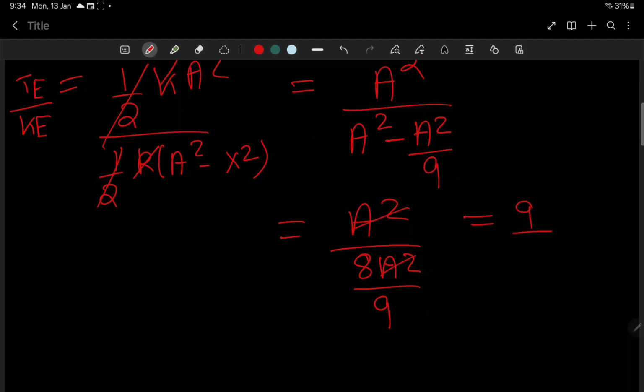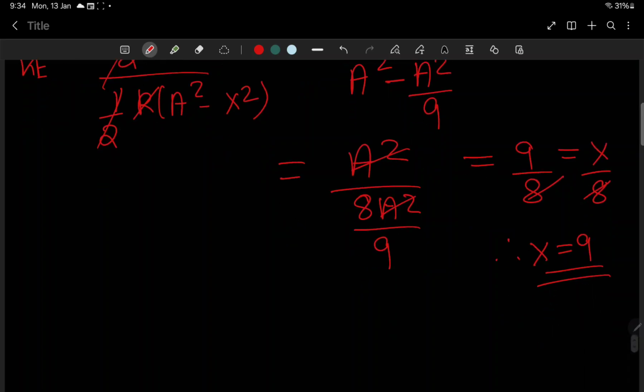We are having 9 by 8. So the ratio is 9 by 8. Okay, it was a simple question. This question is not going to be done in the exam hall.